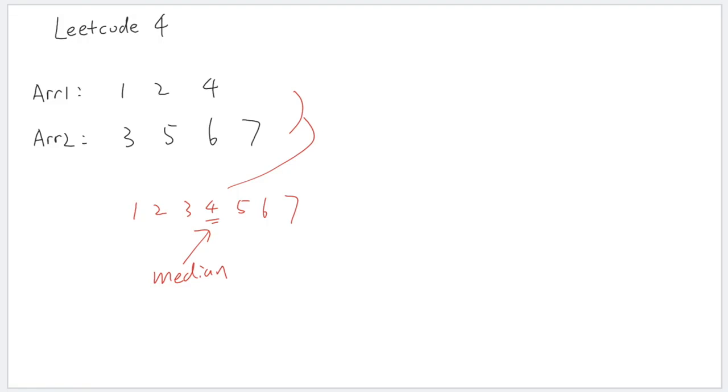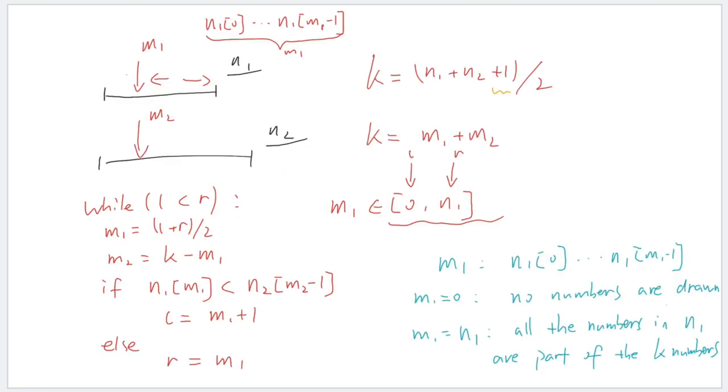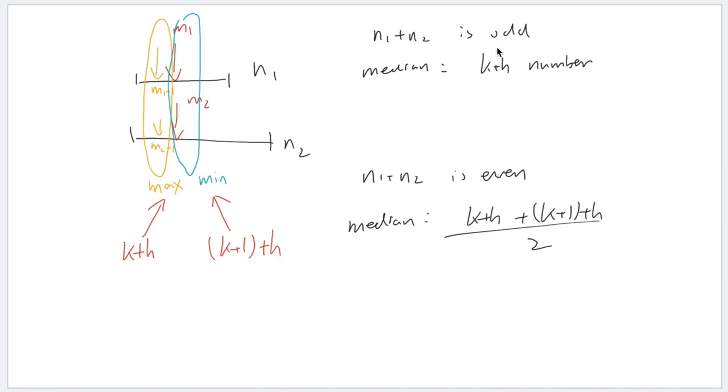To summarize, in this problem, we used binary search to find the median of two sorted arrays. The binary search is simply to find the m1 index in the first array that identifies the first m1 elements in the first array, and the k minus m1 elements, which is m2 elements in the second array, that form the k numbers, which is the first half of all the numbers from n1 and n2. If n1 plus n2 is an odd number, we simply return the last element of the k numbers, which is the kth number. If n1 plus n2 is even, we take an average of the kth and the (k+1)th number.